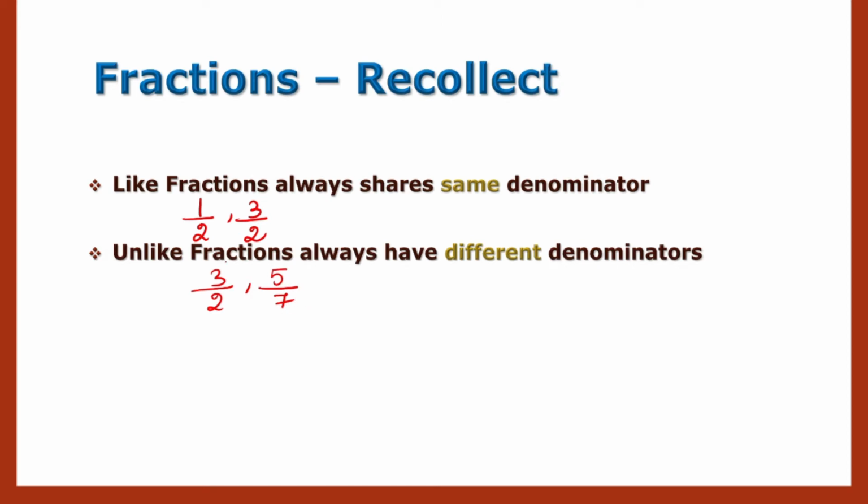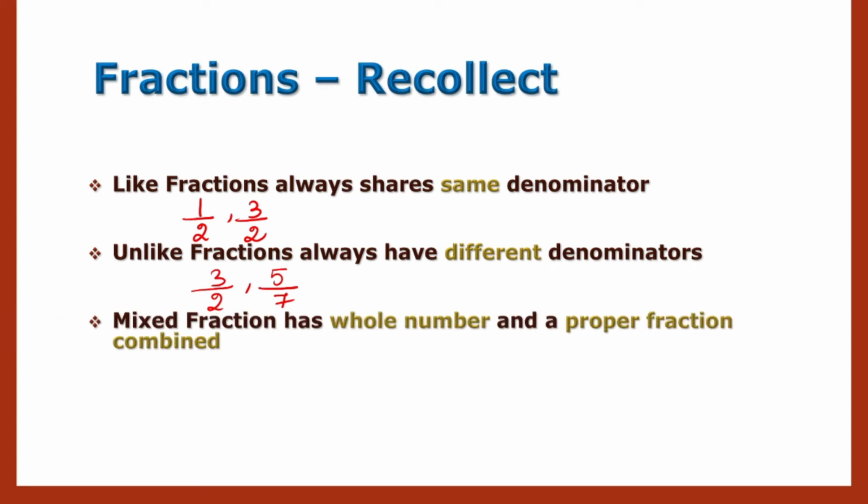They are different. And then our third type of fraction is mixed fraction. It always has a whole number and a proper fraction combined. Example 4, 1 by 2. The 4 is the whole number and 1 by 2 is a proper fraction.